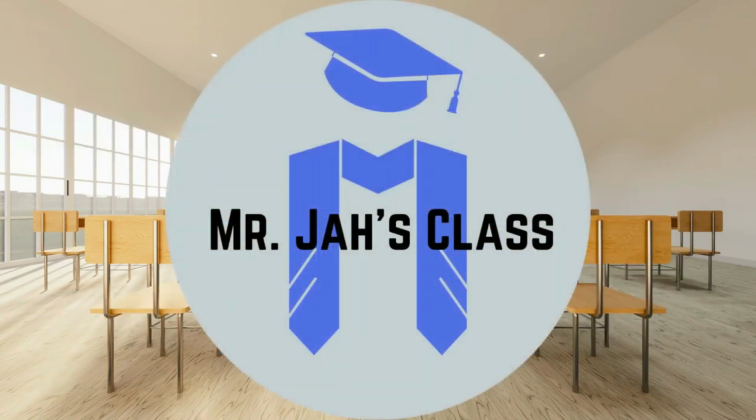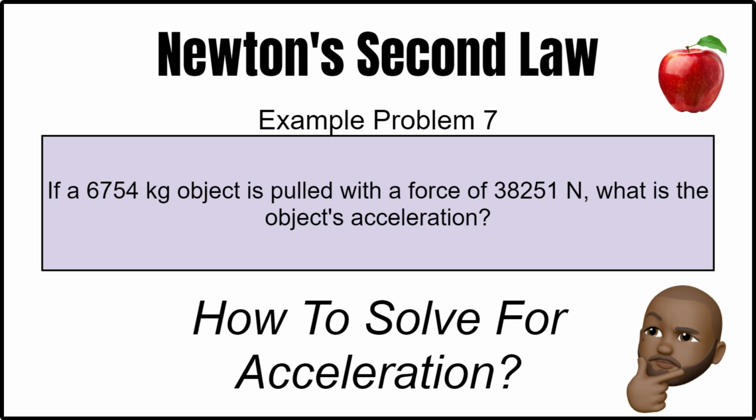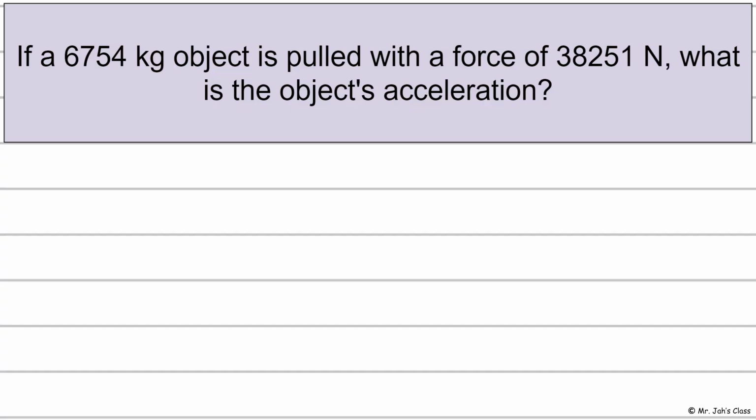Let's get started. How to solve for acceleration when dealing with Newton's second law. Let's take a look at this problem. If a 6,754 kilogram object is pulled with a force of 38,251 newtons, what is the object's acceleration?